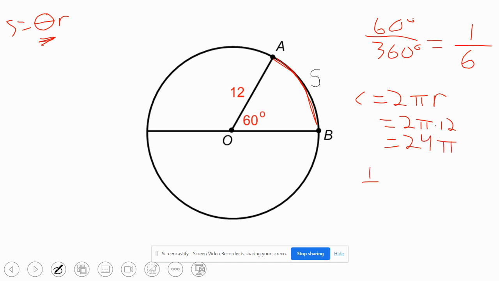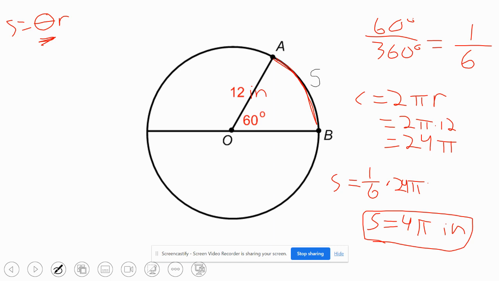And if I take a sixth of 24 pi, I get the arc length, okay? And a sixth of 24 is just 4. So my arc length would be 4 pi units. Again, there's no units here. Let's say that's in inches, then this would be in inches.